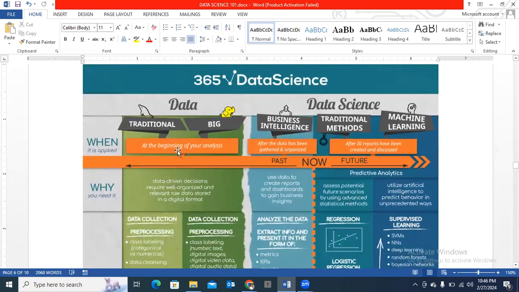So data is needed at the beginning of data analysis. Now, when do you do business intelligence analysis on data? It is after the data have been gathered and organized, cleaned or whatever, then you do a business intelligence analysis on it. At what point do you do traditional data analysis or machine learning data analysis on data? It's after a business intelligence report has been created and discussed.